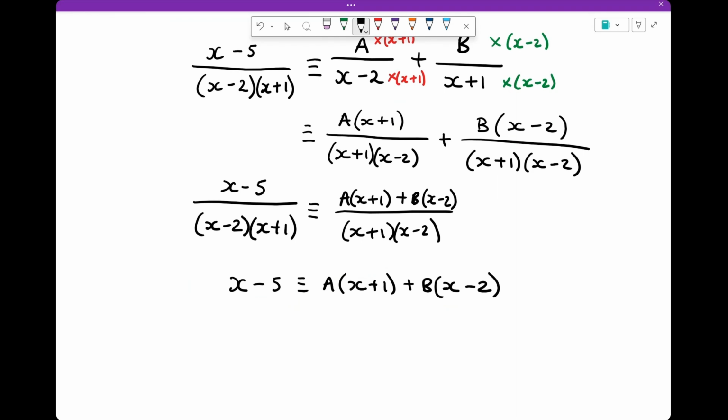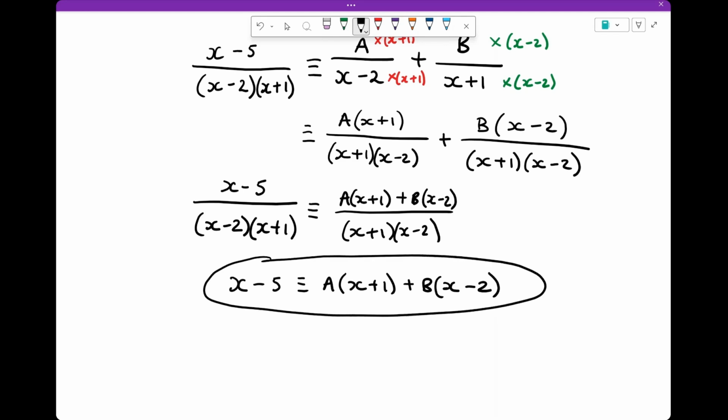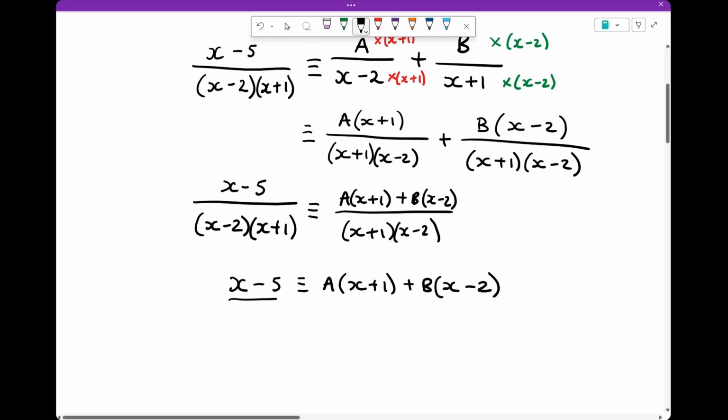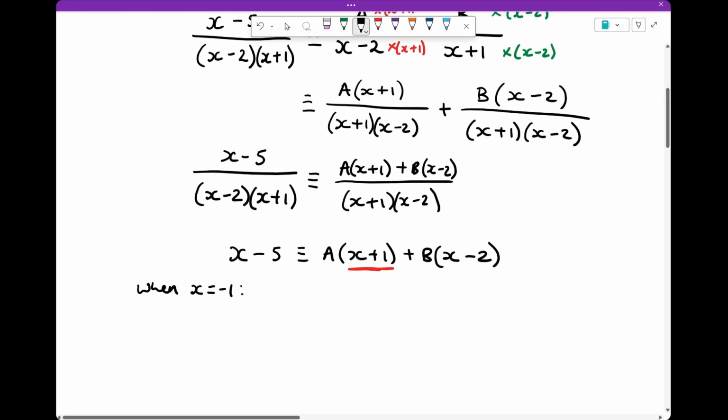Now the idea is this here is an identity. What an identity means is that if I substitute any value in for x on the left hand side here, I should get the same result as if I substituted that value of x on the right hand side over here. So I need to pick an x value to substitute into both sides, and to pick that x value, we're going to consider what would make my brackets on the right hand side equal to 0. If we consider this bracket here, x plus 1, well, when x is equal to negative 1, that bracket would be 0. So let's substitute x equals negative 1 into both sides of my identity.